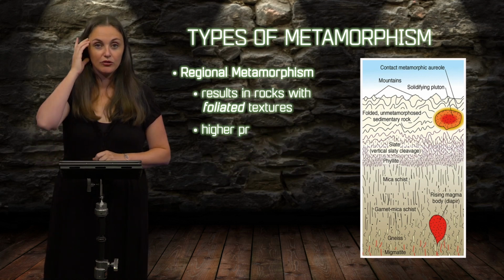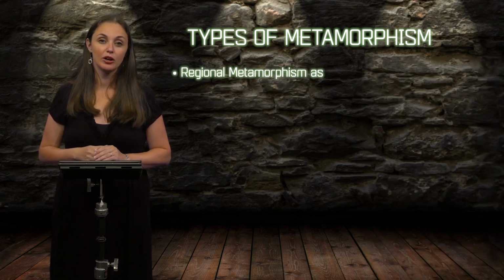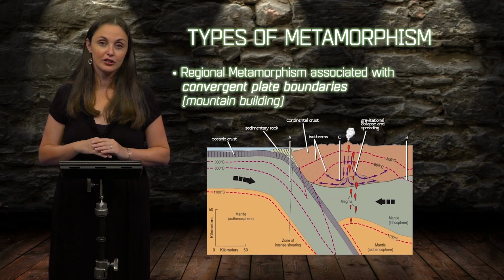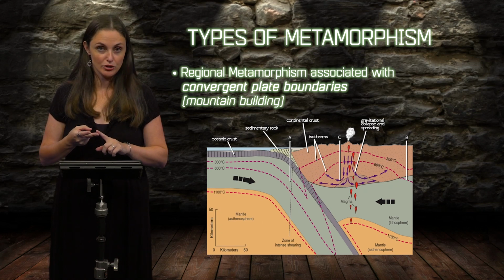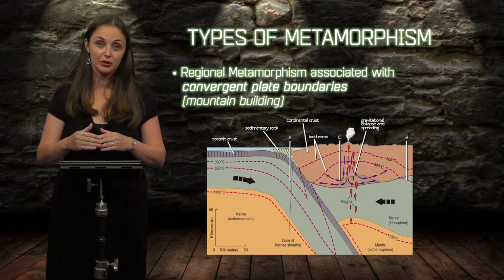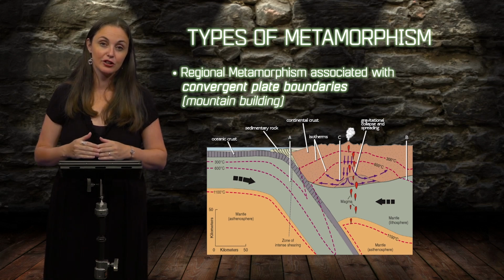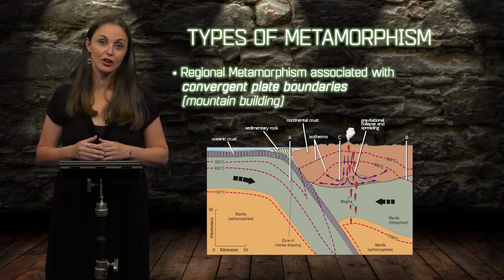So regional metamorphism typically happens at convergent plate boundaries. That's where you have all of the conditions necessary in order to metamorphose the rock. You have an increase in temperature and pressure with depth. You've thickened the crust, so it's actually possible to get enough of an increase in temperature and pressure for that rock at depth to start to recrystallize.